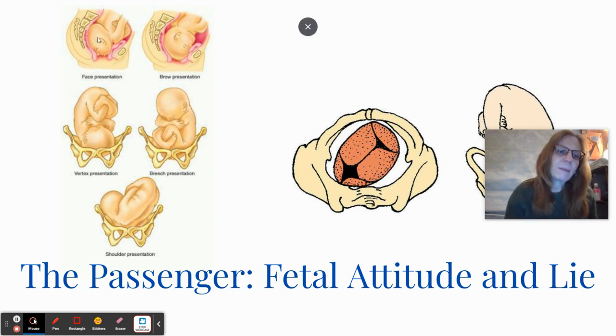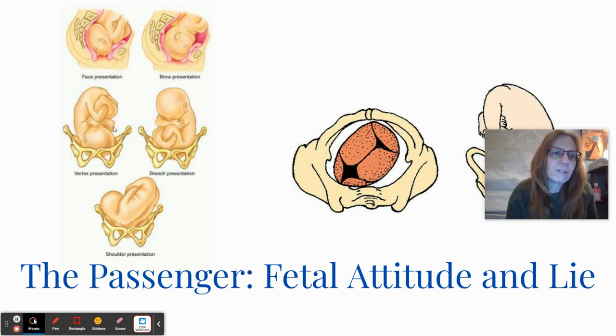Now, if that doesn't happen, if the attitude is what they call a military attitude or neutral attitude, you might end up with a face presentation or a brow presentation. And look at how much wider the diameter is there. It just doesn't fit. Same thing with the brow. It'll come down some ways, but then it gets stuck. And now you either have to unstick them and get them to flex a little bit, which is not easy to do, or you're doing a C-section.